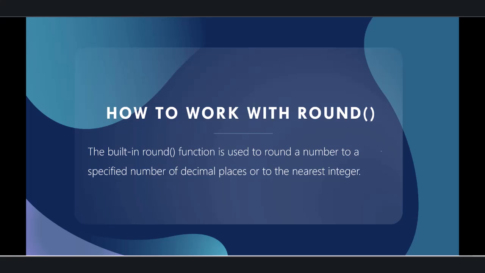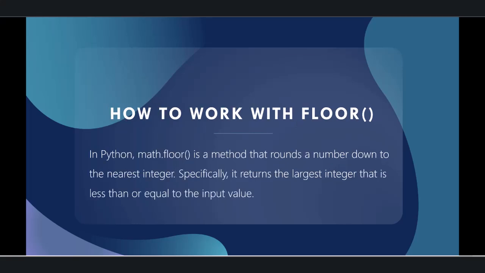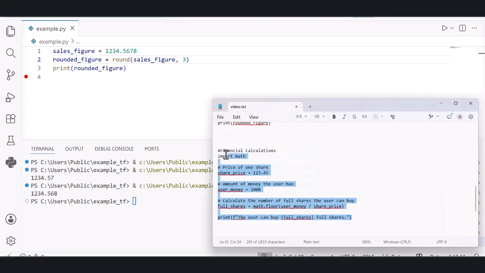Next, we'll see the floor function. This method rounds a number down to the nearest integer. Especially, it returns the largest integer that is less than or equal to the input value. It will round to the nearest integer and it will return the largest integer that is less than or equal to the input value. You may feel it is complicated. In an example, you will understand it better.